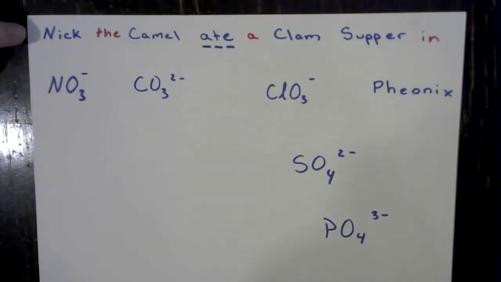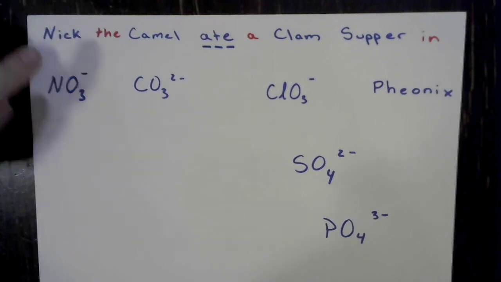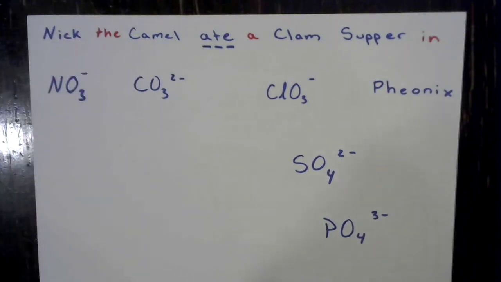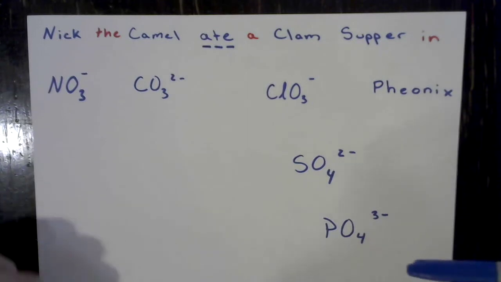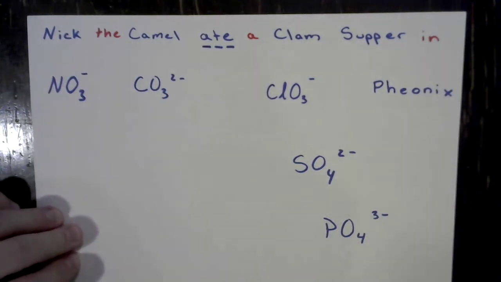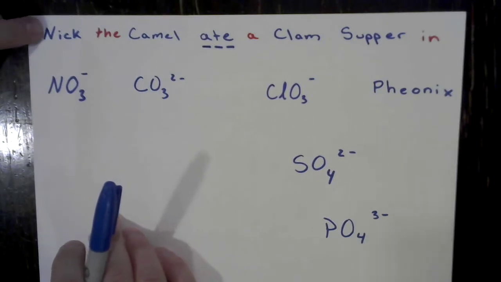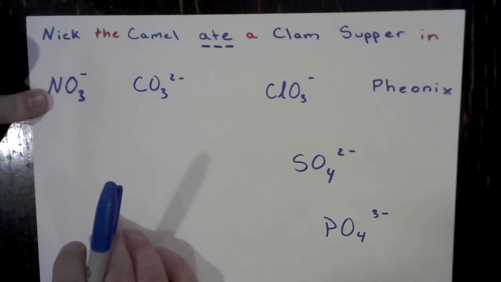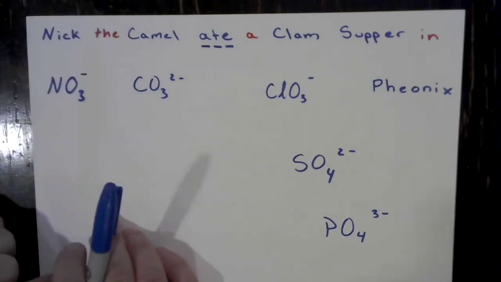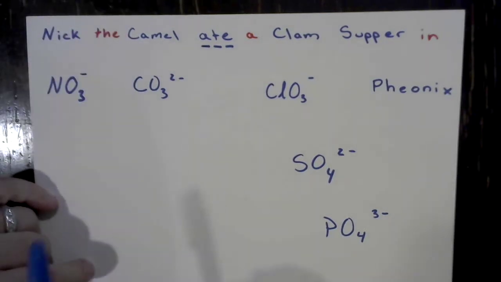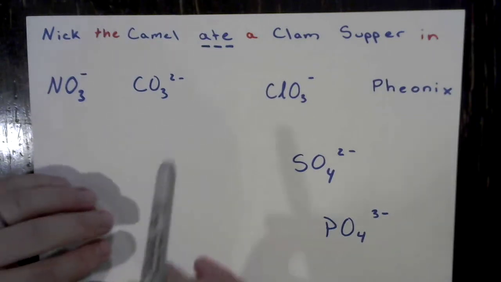So here's the sentence that we're going to focus on. Nick the Camel ate a clam supper in Phoenix. I've seen some variations of this, in some cases making it even a little bit longer to get some more polyatomics. But here are the 5 polyatomics I'm interested in. And what you're going to notice is that Nick is going to somehow tell us about this nitrate ion. Camel is going to give us carbonate, and so on. And so let's look at how this works.